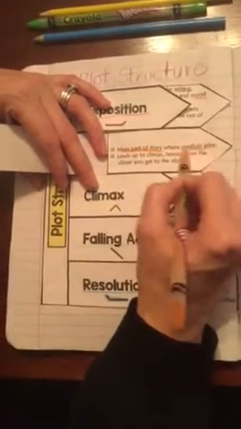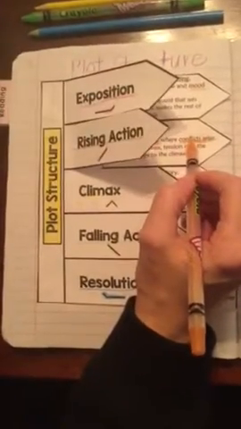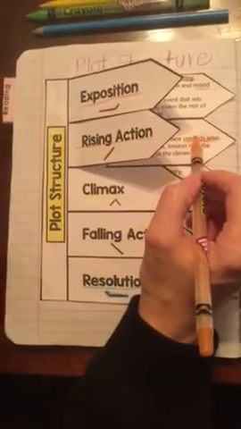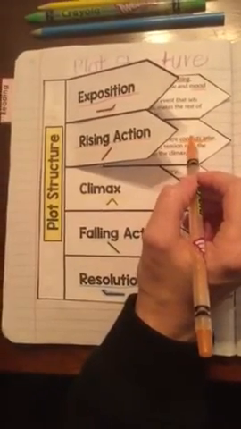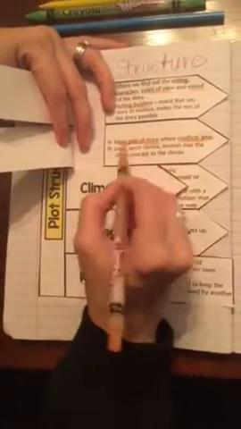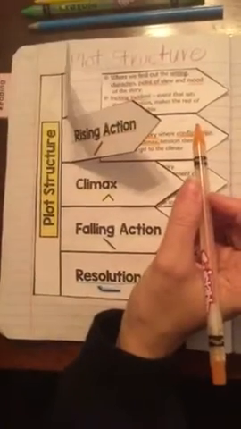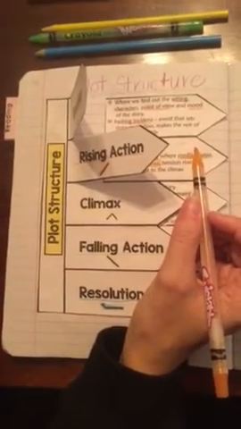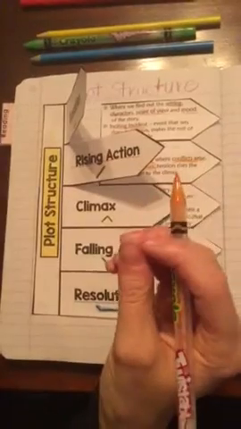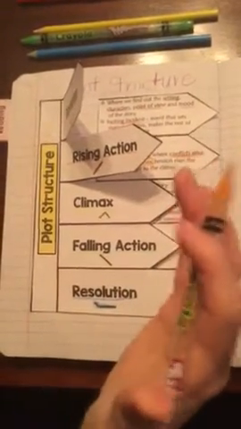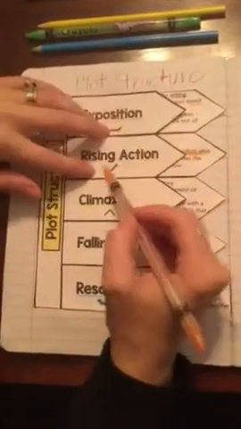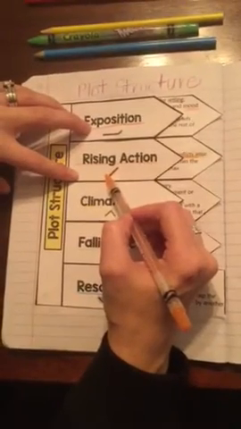This is where conflicts arise. The character runs into problems, things don't go right, there's issues. This is where the story goes up. It leads to the climax. And the closer you get to the climax, you get a little like, oh my gosh, what's going to happen? All of those events are the rising action.